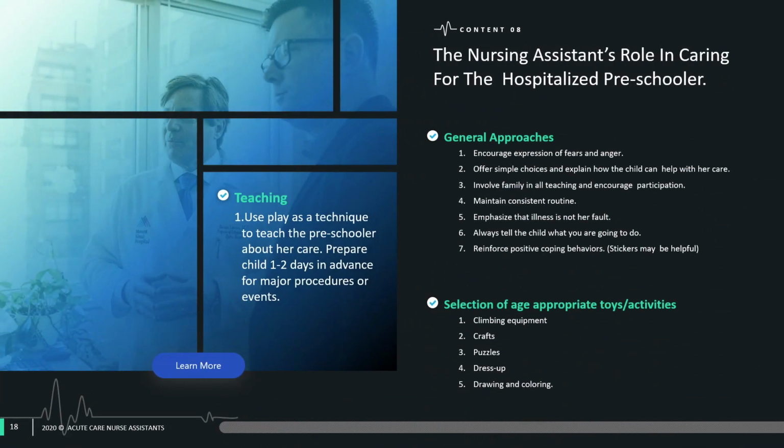Content 8. The nursing assistant's role in caring for the hospitalized preschooler. Teaching. Use play as a technique to teach the preschooler about their care. Prepare the child for 1 to 2 days in advance of major procedures or events.